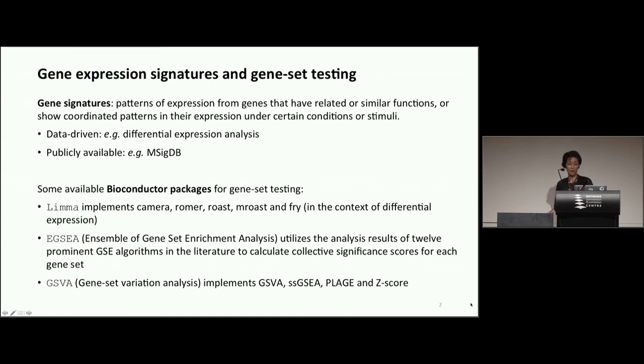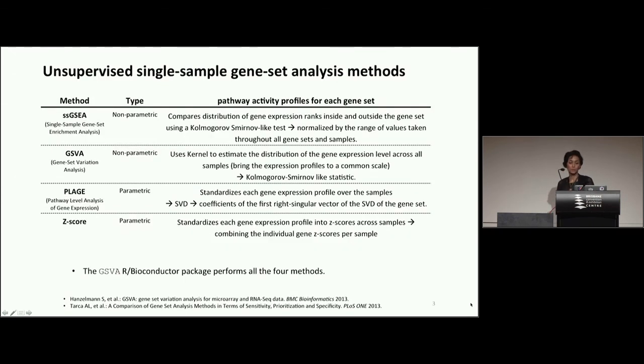We also have the GSVA package that implements 4 different gene set enrichment analysis methods. Today, I'm going to go into the details of these 4 methods a little bit more because I'm going to be focusing on these methods in my talk. So we have ssGSEA. Before anything else, I should highlight that one of the differences these 4 methods have with other methods, for example, those provided from limma, is that these methods provide an unsupervised single sample approach. And by unsupervised, I mean that they don't need to know about the phenotype labeling, and they can give you a score for each single sample.